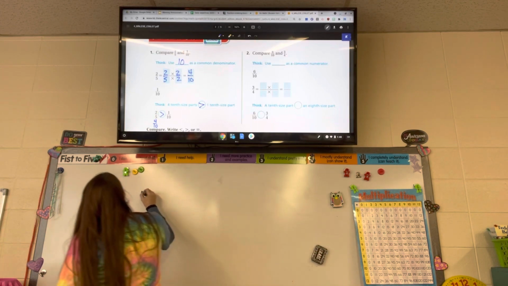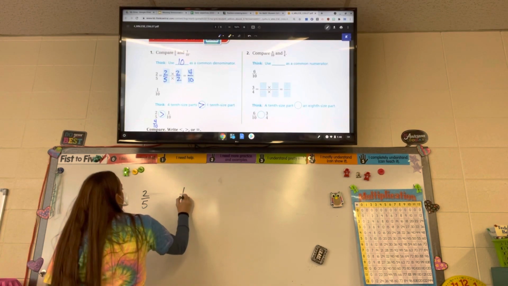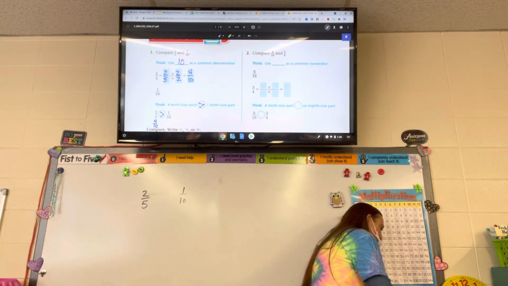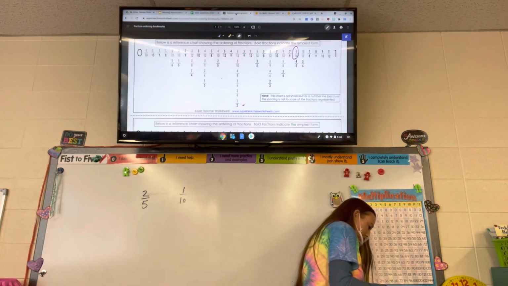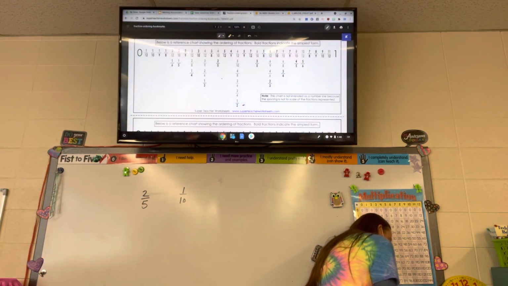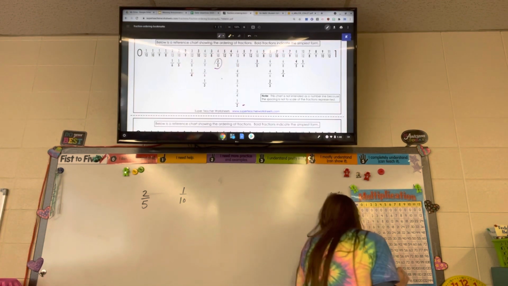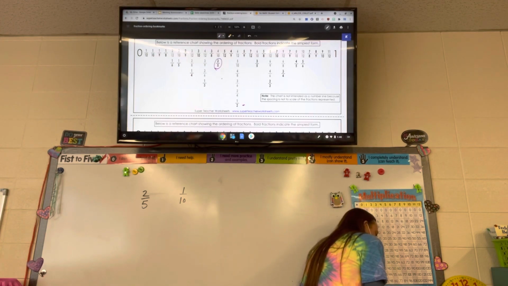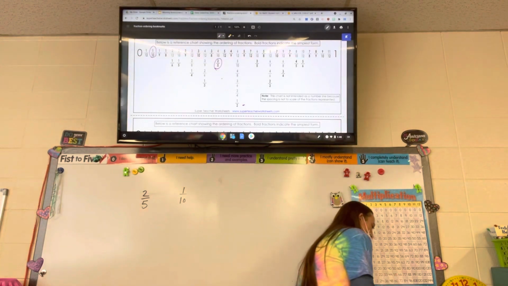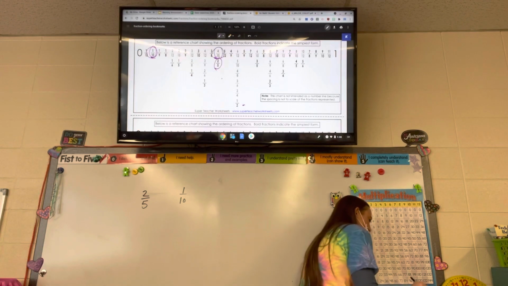And we were comparing 2/5 and 1/10. Let me show you how to do this with your fraction number line. Okay, if we're comparing here, 2/5 is right here, and 1/10 is way over here by 0. So which is bigger? 2/5, which is also 4/10. So 1/10 is smaller than 4/10. Okay.